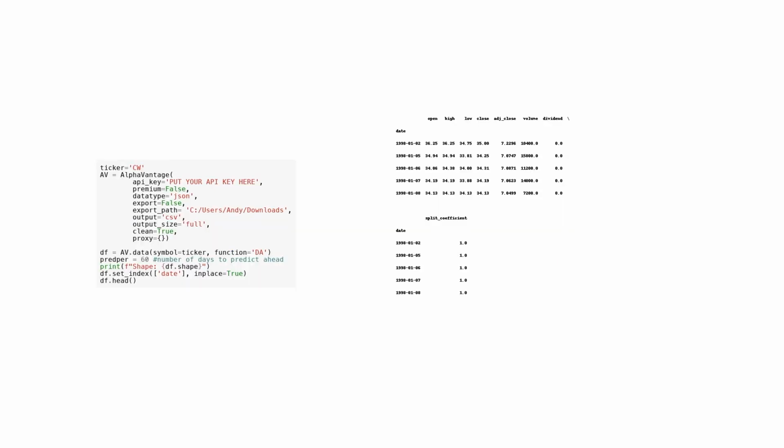This code retrieves stock market data for the ticker symbol CW from the AlphaVantage API. It exports the data in CSV format to the specified path. The code then sets the index of the data frame to the date column and prints the shape and first few rows of the data frame. The table above shows the very beginning cells in the data frame, similar to an Excel table. Columns are labeled across the top.